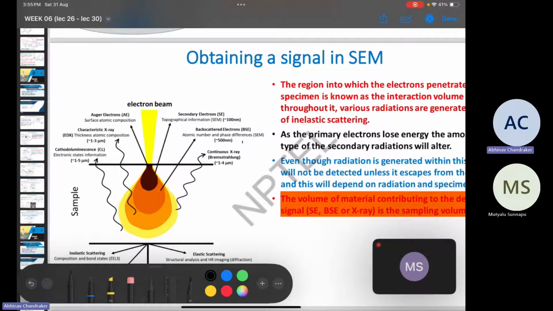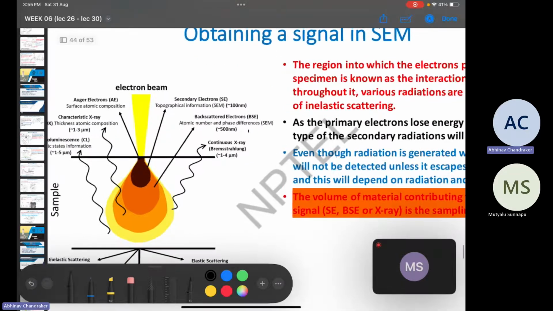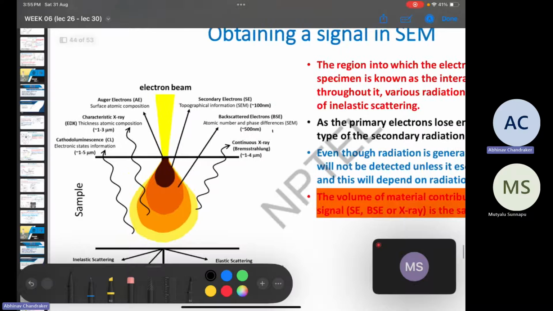We have characteristic X-rays, which interact less with the sample. They have a very high mean free path. Because of that, they can come out from the interior of the specimen. Then I have talked about cathodoluminescence, which is due to the transitions in the outer shell of the atoms.